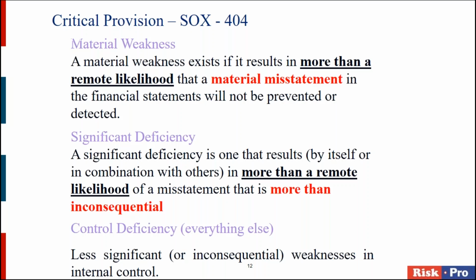Anything other than the material weakness and significant deficiency is a control deficiency. Means these would be avoidable weaknesses, but they will not be material or significant. But the management must take action to fix these control deficiencies.